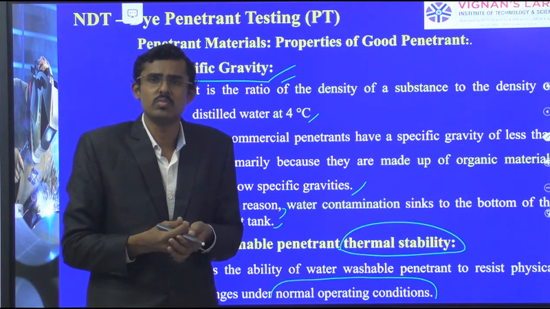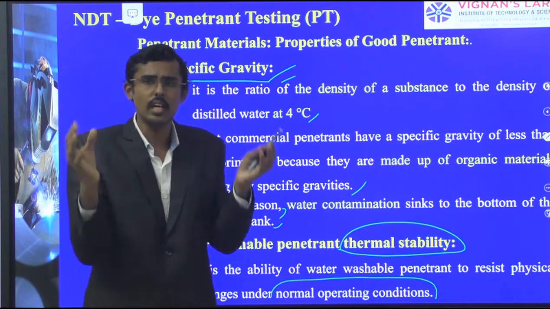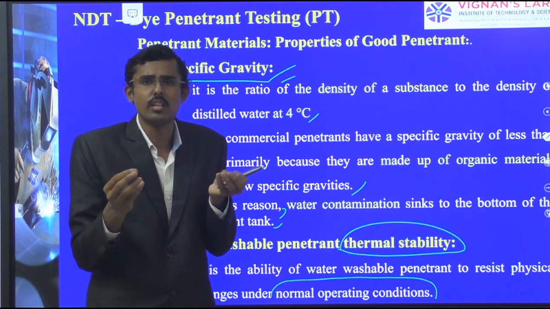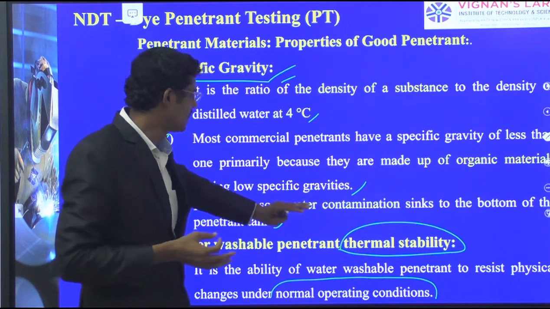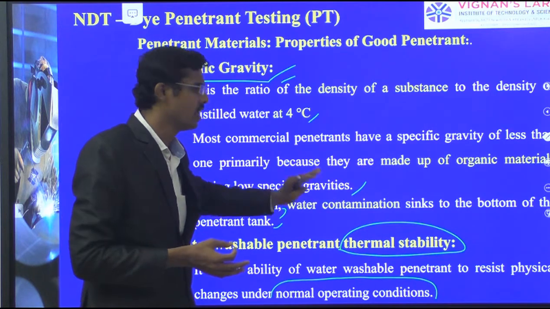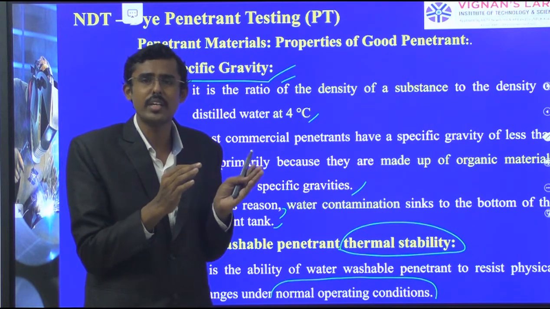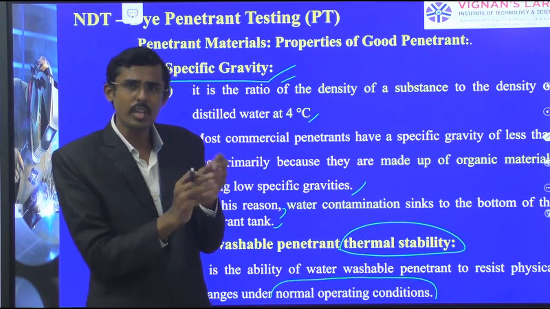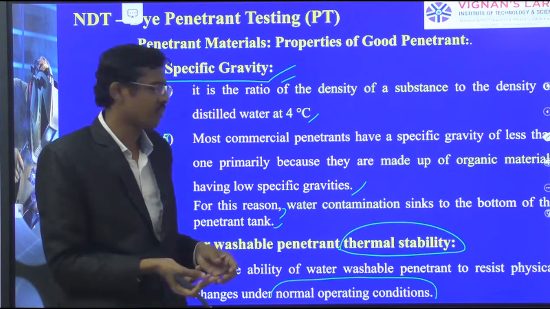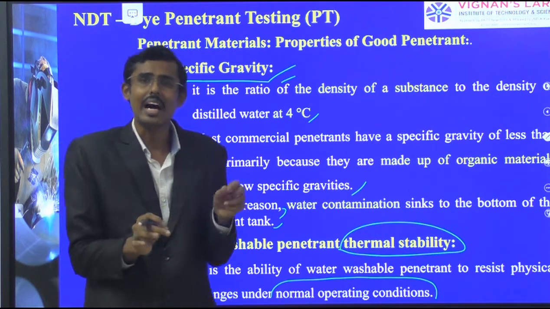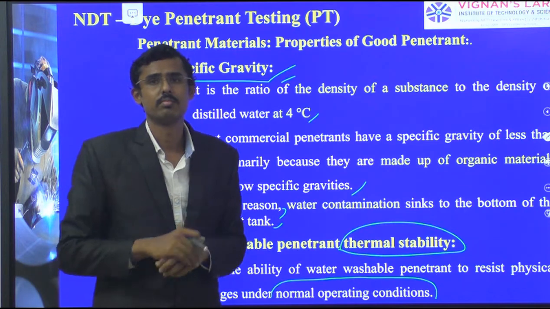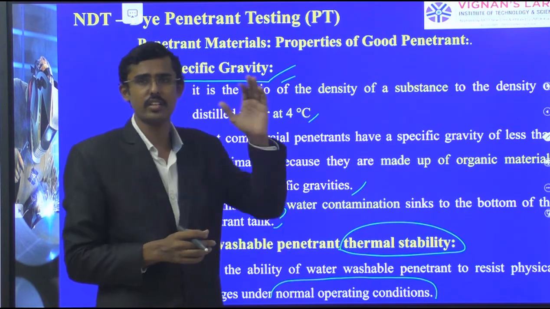Let us assume the exercise is done at a temperature of 50 or 55. That thermal stability should be there. That is a physical property of the material. There should be no chemical reactions or evaporation or drying of this water washable penetrant. It should not happen at this level of inspection, because the penetrant is made for that only.